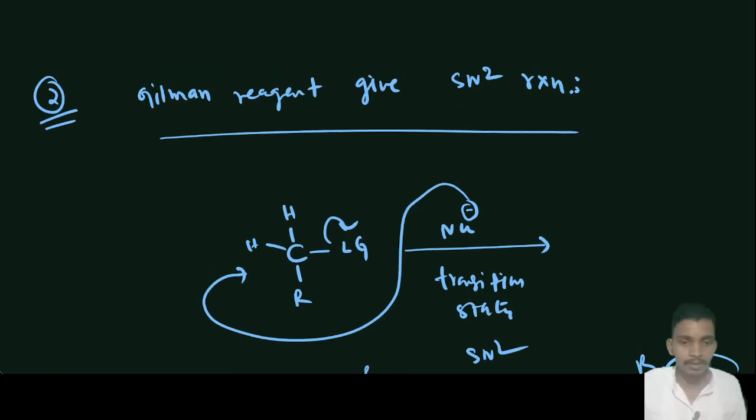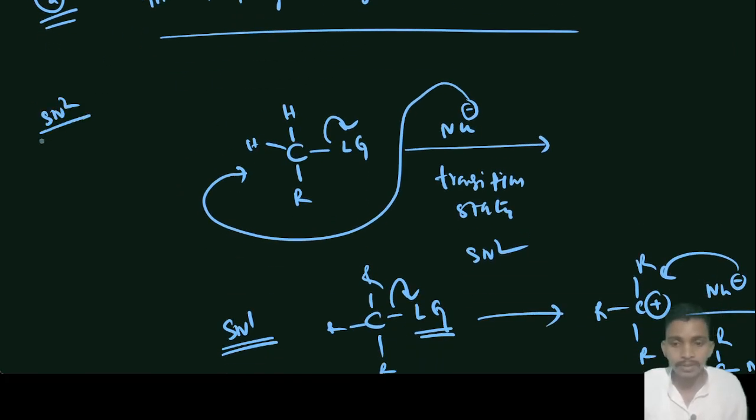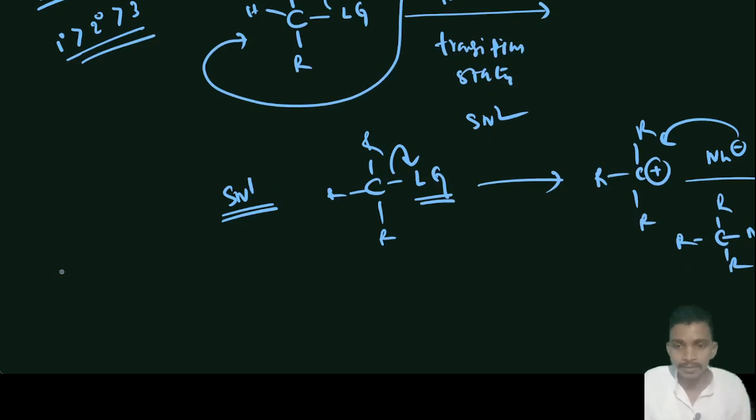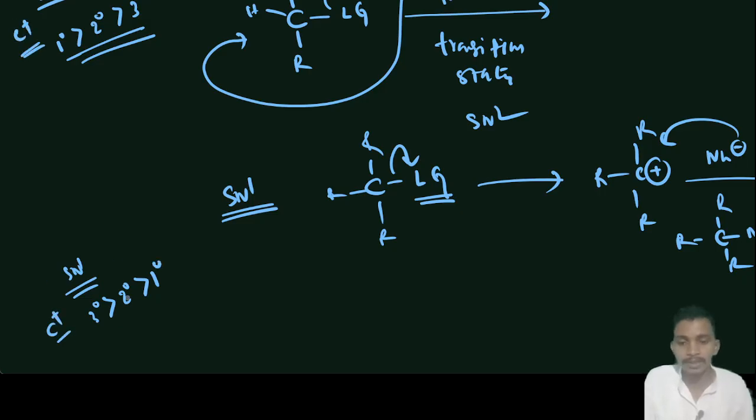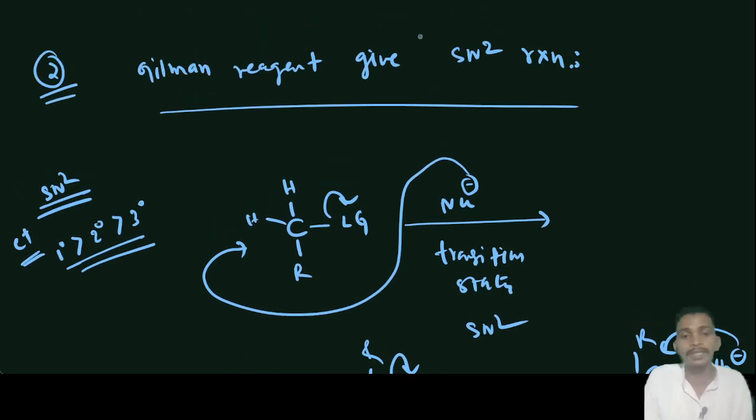The substrate is also important. For SN2 reactions, the order is first 1 degree, then 2 degree, then 3 degree. For SN1 reactions, the order is first 3 degree carbocation, then 2 degree, then 1 degree. A 3 degree carbocation gives a good SN1 reaction. This is about SN1 and SN2 reactions. Why am I talking about it? Because the Gilman reagent will give good SN2 reactions.